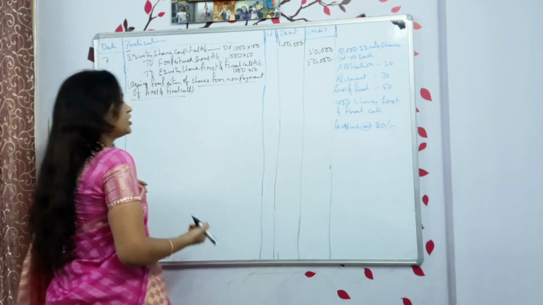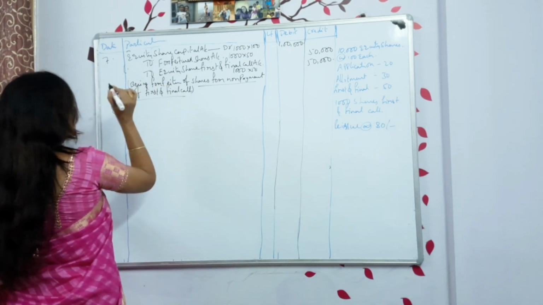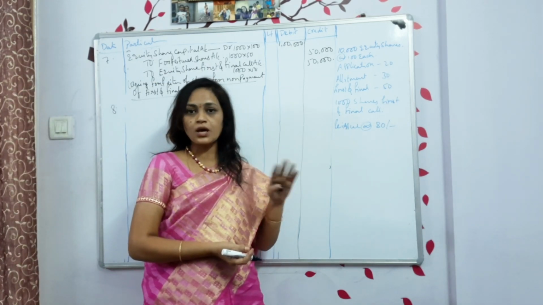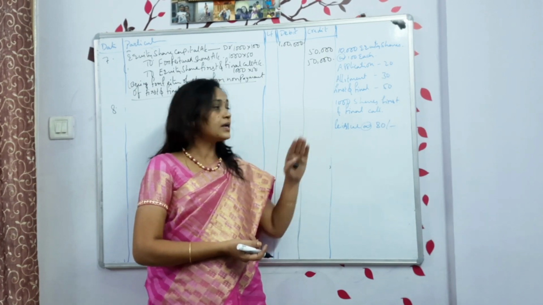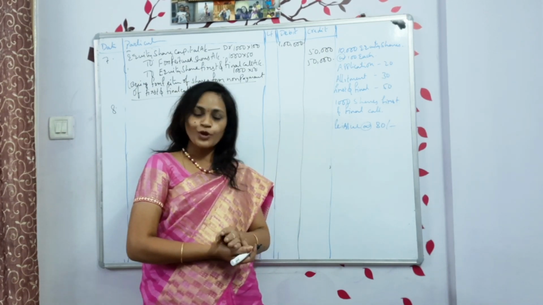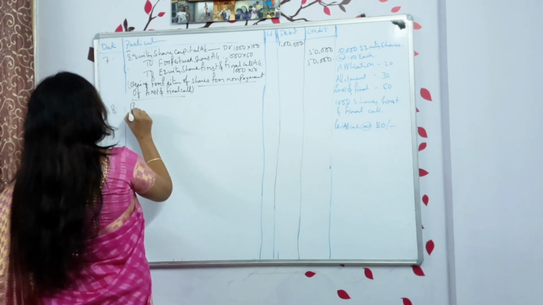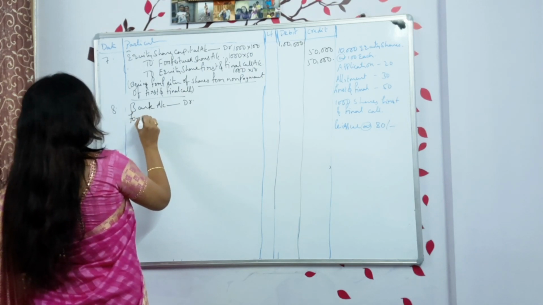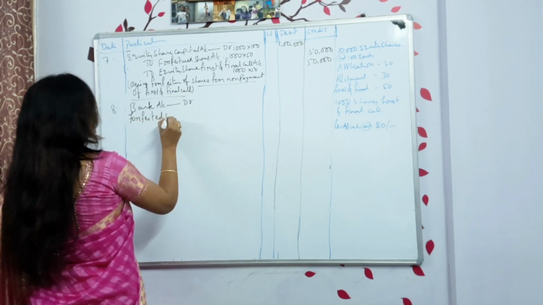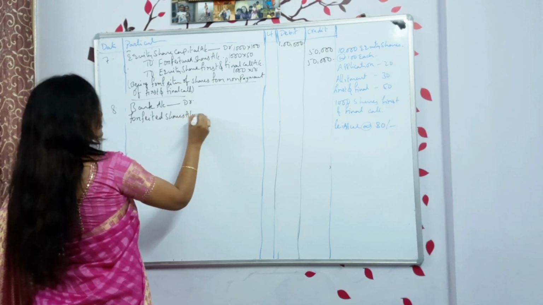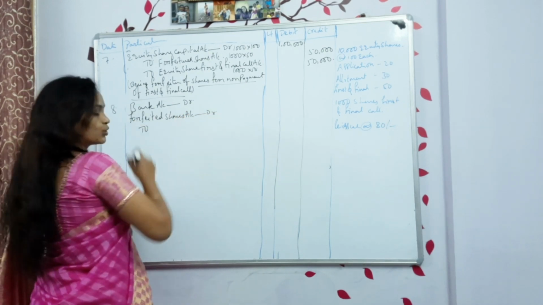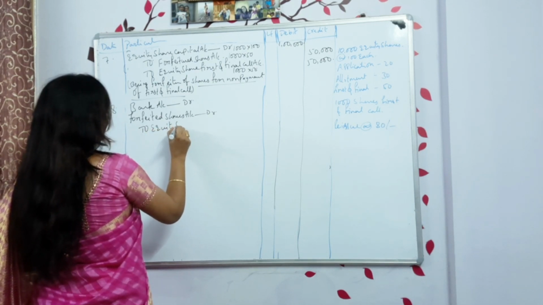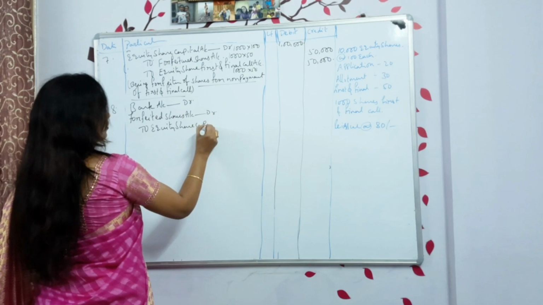Now for the reissue of shares. Okay, reissue of shares. When you reissue the shares, here again you will not have application, allotment, first and final call. Directly they will make the total payment. Okay, so when we are doing this one, bank account debtor, forfeited shares account debtor, to equity share capital account.